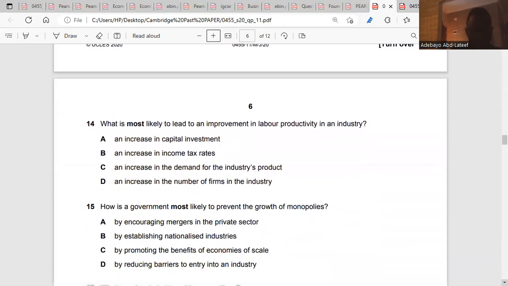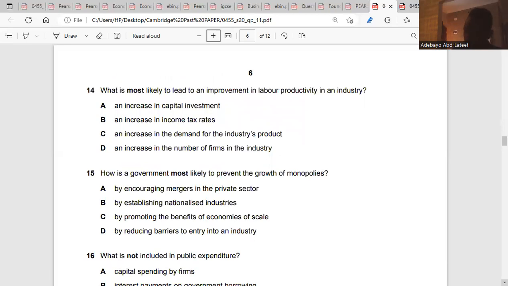Number 14. What is most likely to lead to an improvement in labor productivity in an industry? So for labor productivity to improve, it needs investment in capital, like equipment. When you give workers equipment, when you give them machines that they have to use, they will increase their productivity. So the answer is A.